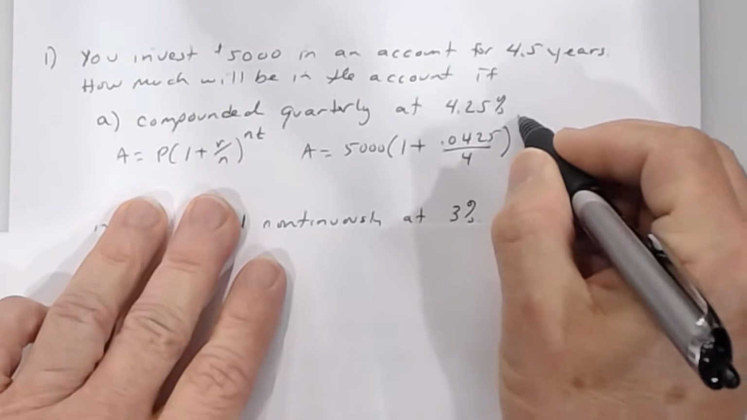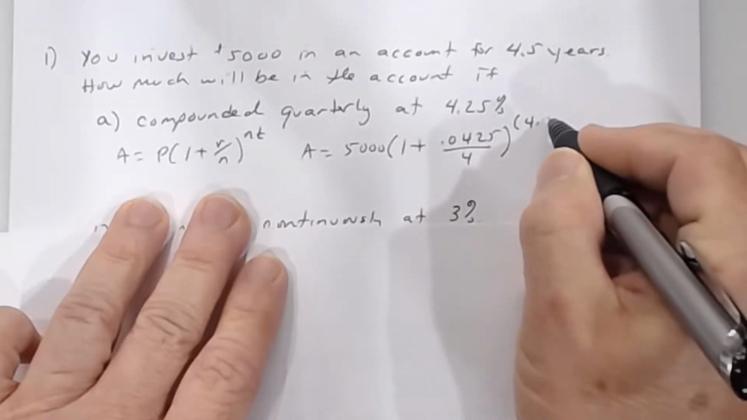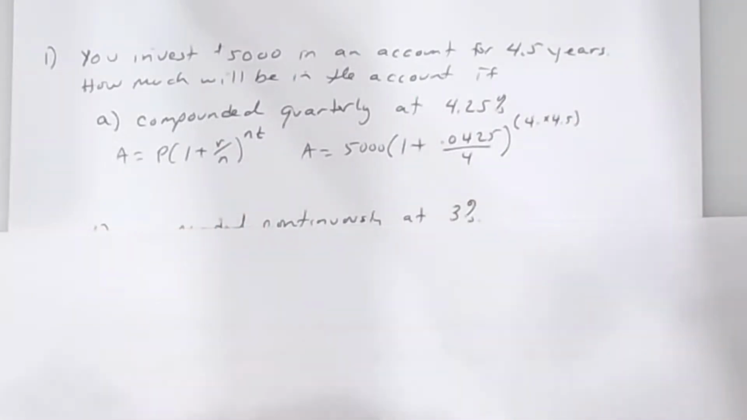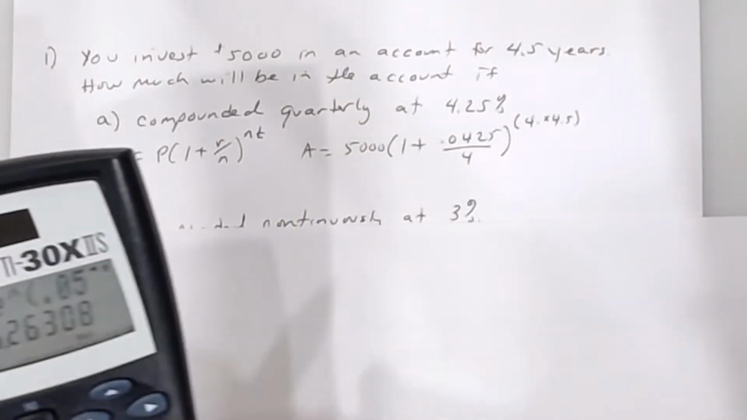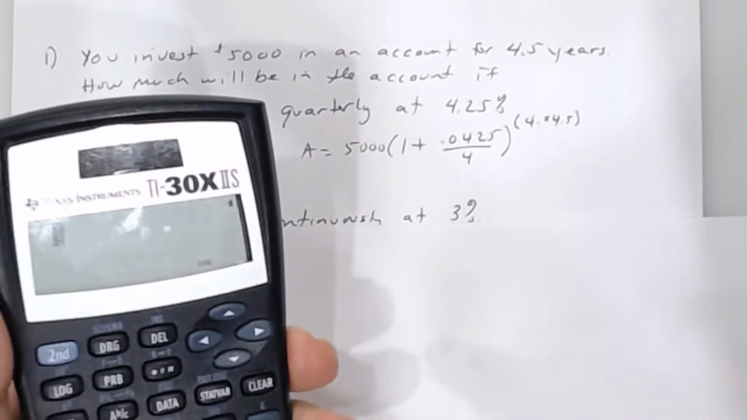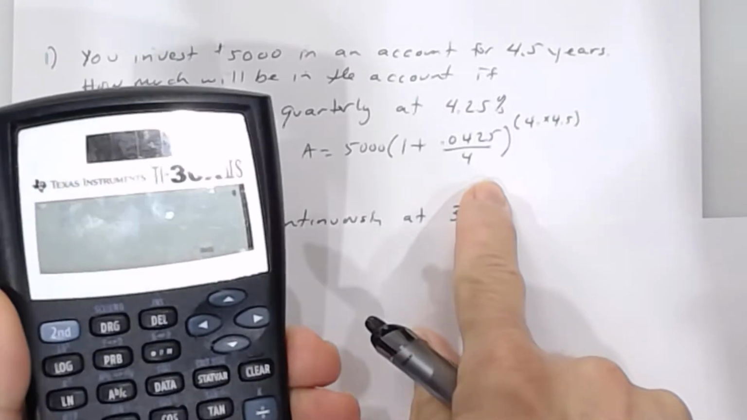Raised to the NT power, so that's 4 times T, and T is 4.5 years. Okay? All right, and now it's just a matter of you being able to use your calculator. In your calculator, you just type in what you see, and since we are dealing with money, you are going to round off to the nearest cent.